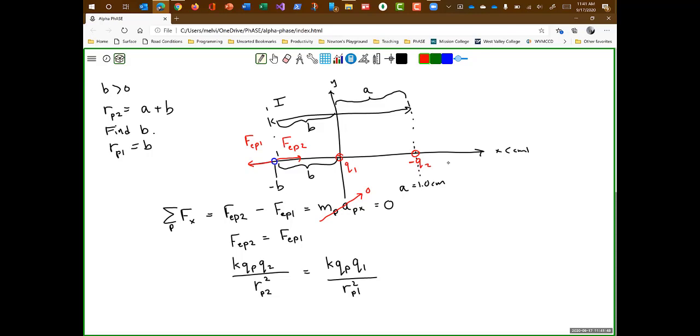All right, well, let's simplify our results. On the left side, we have the Coulomb constant. On the right side, we have the Coulomb constant. No need to plug in those values. They cancel out. On the left side, we have the charge of the proton. On the right side, we have the charge of the proton. Those values cancel out.